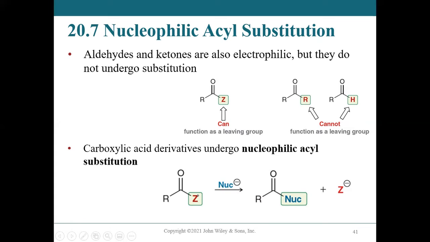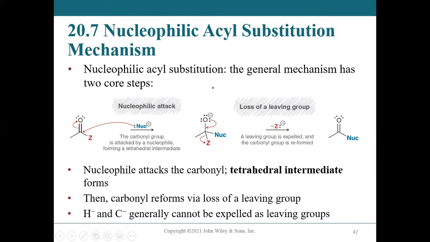You can think about those derivatives being attacked by the nucleophile, which then pushes out the group Z. In nucleophilic acyl substitution, the general mechanism has two core steps. The first step is nucleophilic attack: the carbonyl group is attacked by the nucleophile, forming a tetrahedral intermediate. Then comes loss of the leaving group, the Z group. The leaving group is expelled, and the carbonyl group is reformed.